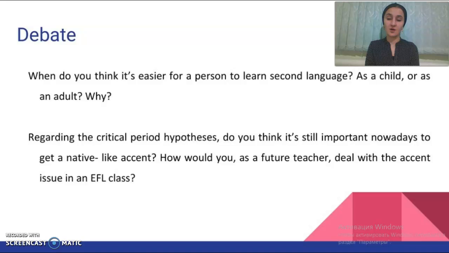So for the next time I want to give you a question and we will have a debate, and you should answer these questions. When do you think it is easier for a person to learn a second language? You will write about age, about levels of age, as a child or as an adult, and why. You should answer the magic question, why. Regarding the critical period hypothesis, do you think it is still important nowadays to get a native accent? How would you, as a future teacher, deal with the accent issue in an English as a foreign language class? So it's our question for debate, and get ready to speak.